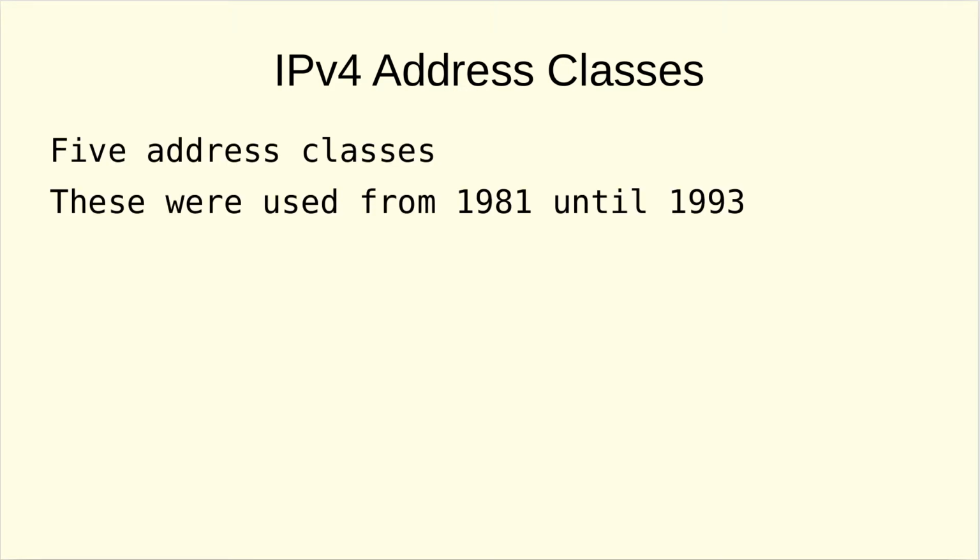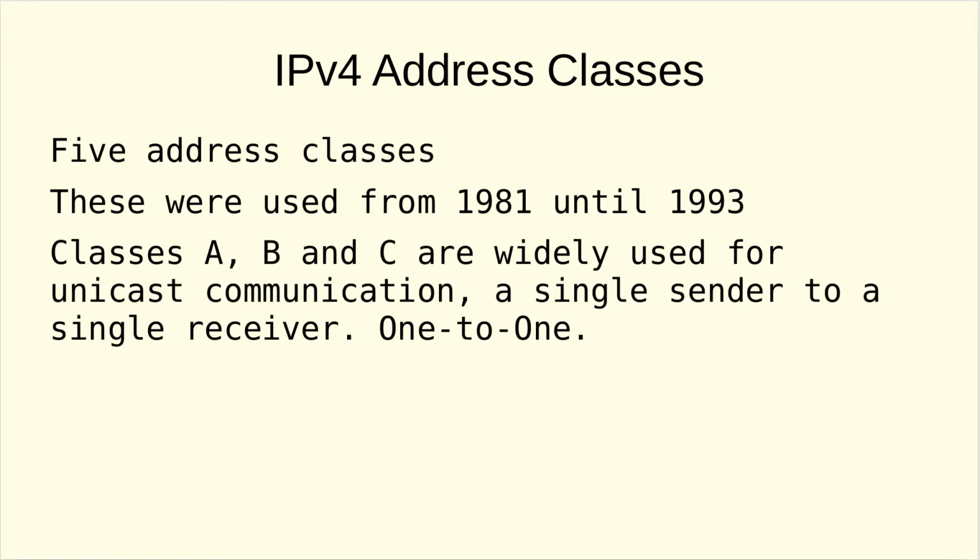There are 5 classes of IP address, and these were used a long time ago. They were used between 1981 up until about 1993, where classless addressing took over, and CIDR, classless inter-domain routing. The main classes were the class A, B and C, and these were widely used for what's called unicast communication. This is a single sender to a single receiver, single machine to a single machine, one-to-one. The most common form of transmission.